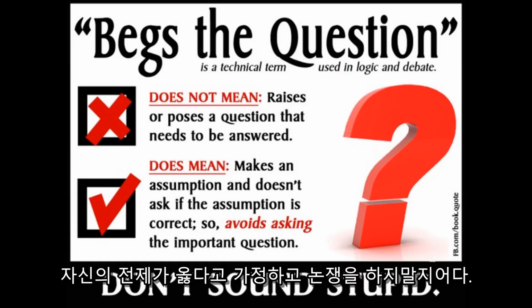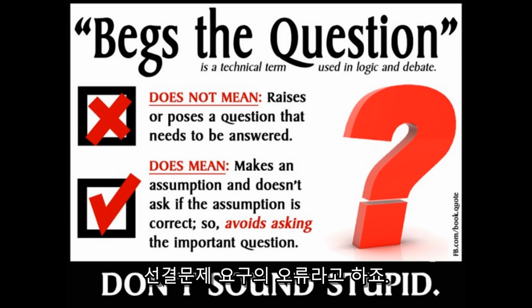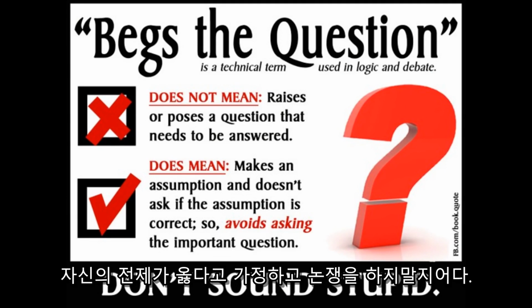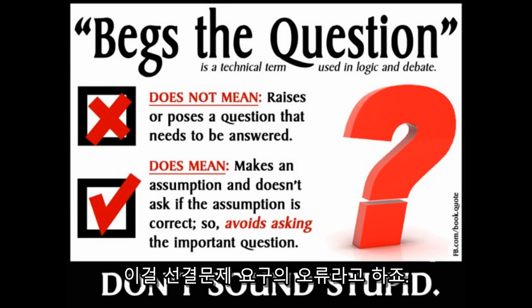Number 4, thou shalt not argue thy position by assuming one of his premises is true. That's called begging the question. Say that again? Number 4? Yeah. Thou shalt not argue thy position by assuming one of its premises is true. That's what they call begging the question.